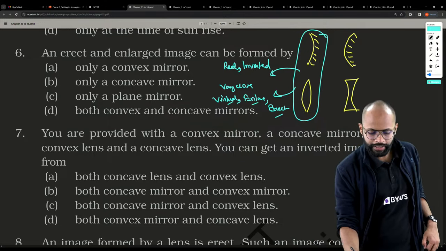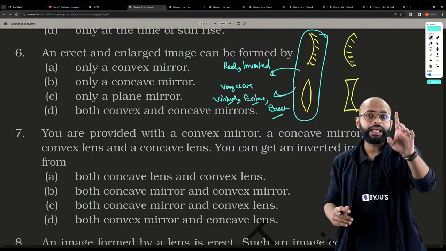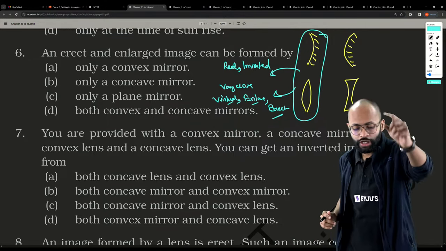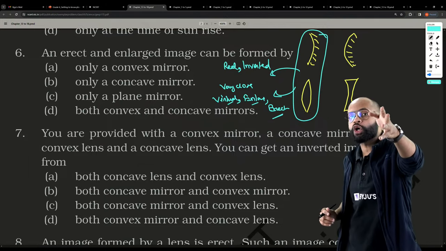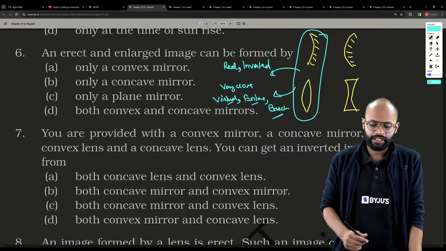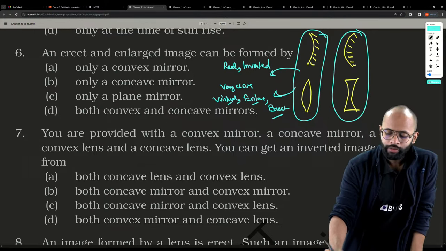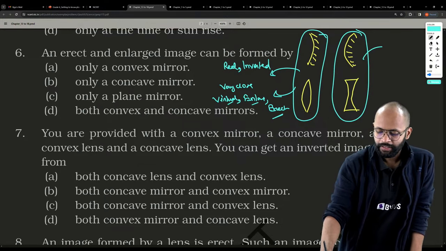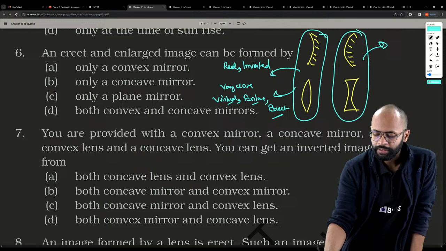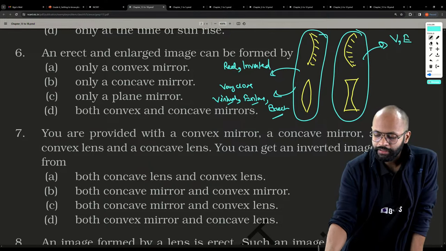So, virtual, erect and enlarged image. Kab milega? When the object is very close to concave mirror and convex lens. Theek. Now, what about these two? Ye dono ek jaise hain. Isme kya ho raha hai? In both of them, they will form virtual, erect and diminished image.